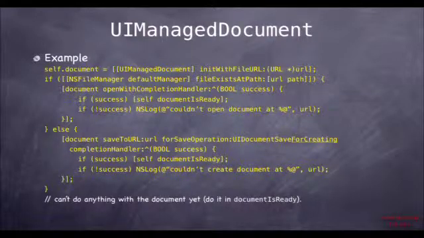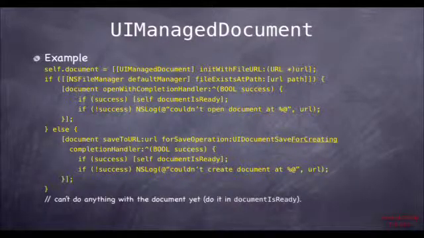Otherwise, if the file does not exist, then you're just going to do almost the same thing. Save to URL for save operation, UI document save for creating. I've underlined for creating so you know that that's the kind of save you're going to do here. And again, if it's successful, the document's ready to go. We'll call document is ready and get started. If it's not, we'll log or handle the error. But I'm putting this comment at the bottom here to make it clear. I cannot do anything on this line of code with this document. Okay? Because those two calls are asynchronous. I have to wait for the blocks to be called, and then the blocks have to go invoke something.